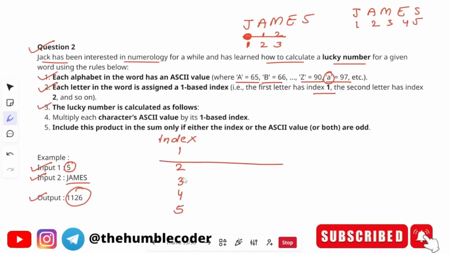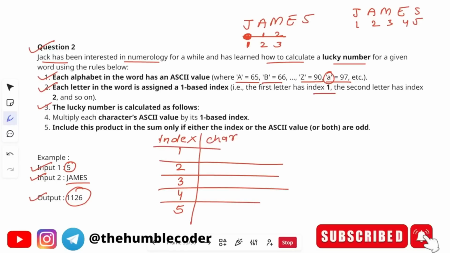Now I will just draw these lines so that it will be clearly readable. Now our characters I will mention here. Characters means whatever the letters in the word are. So JAMES. Now next thing is what? See, we have the indexes, we have the characters, we need ASCII values, right? Because the sum, how it will be created, it was told that include this product in the sum. Product of what? Product of ASCII value and the index.